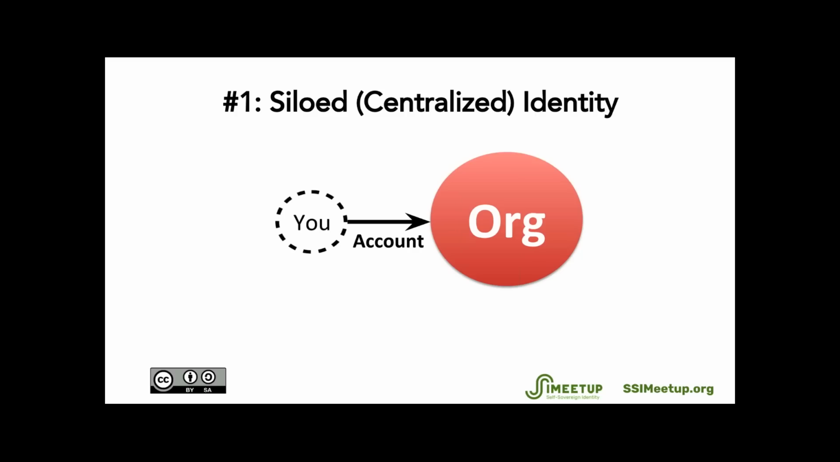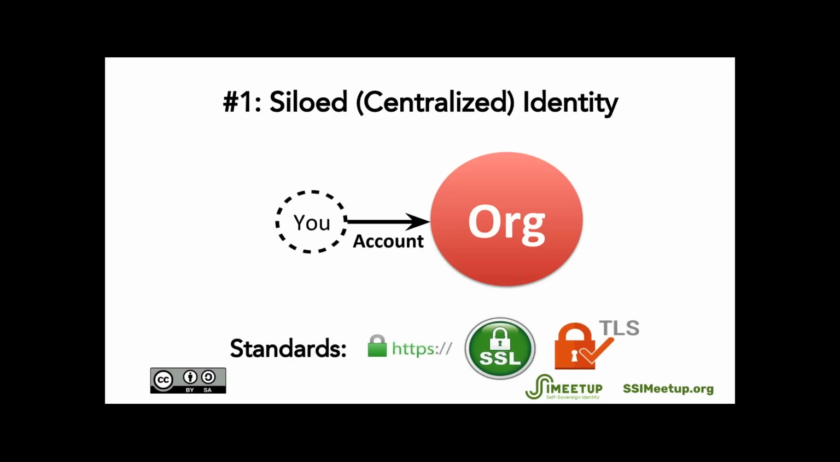So here is the standard model that we started with before. At the outset of the internet, this was how you had identity. You didn't have your own identity. You only had accounts at different organizations. But even just to do that, with a separate username and password everywhere, to have it be secure, we had to have standards for how we're going to do encrypted communications, verifiable communications on the internet. And that, of course, is the lock in your browser, SSL and TLS.